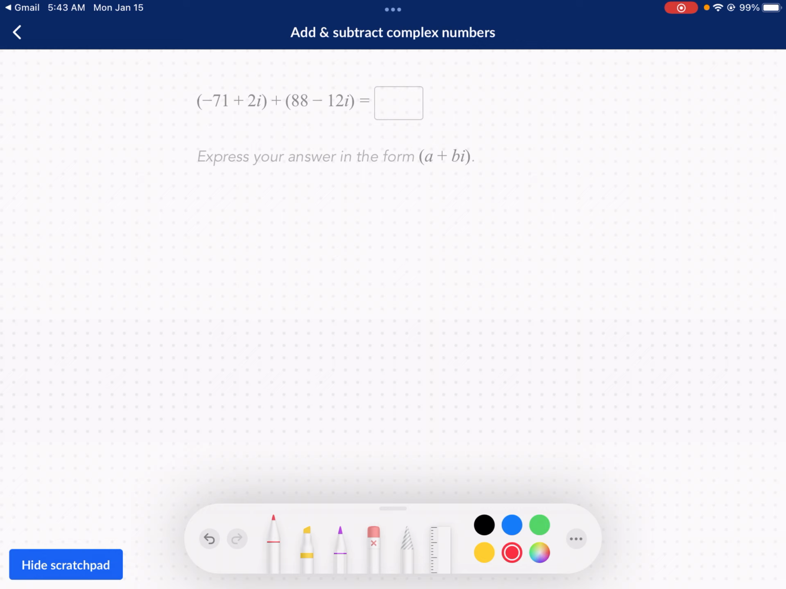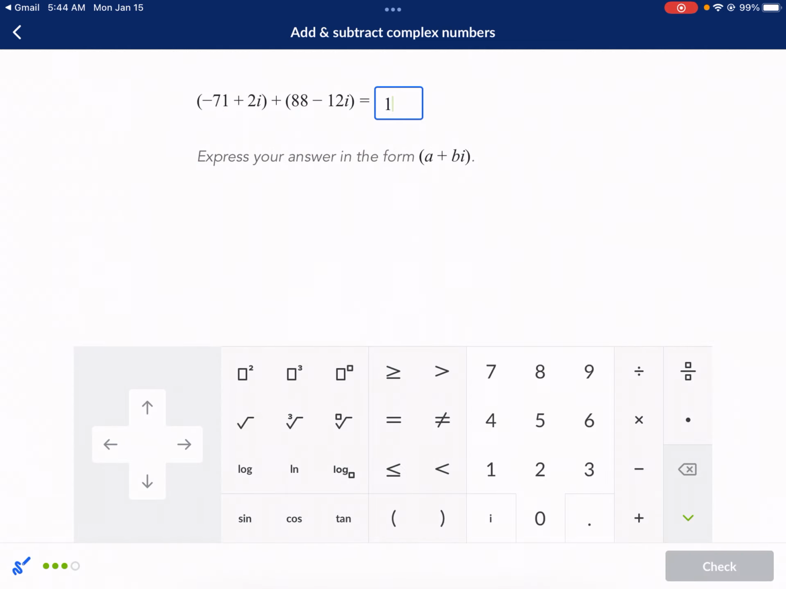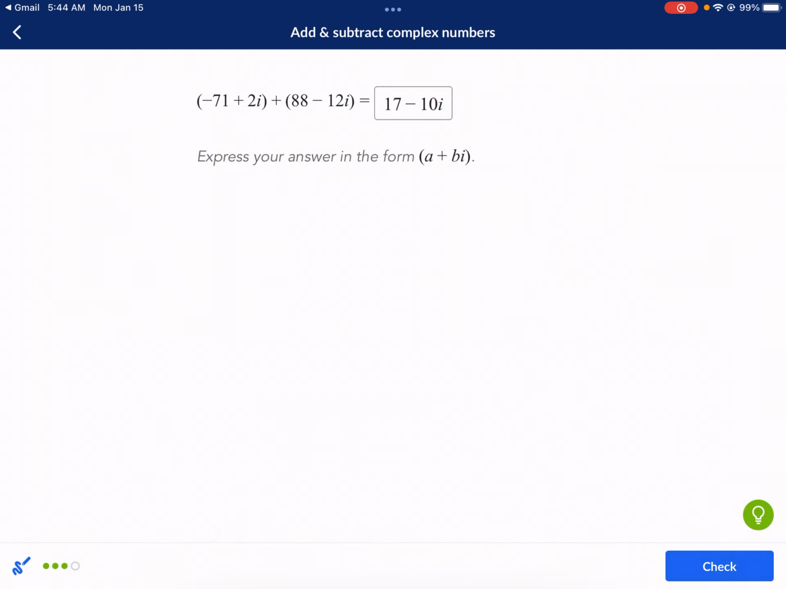All right. So here we have -71 plus 2i. There's no sign out in front, so no distribution required. This one just has a positive sign, so I can get rid of these parentheses because there's nothing I can do inside the parentheses. Plus 88 minus 12i. So I'm going to combine the negative 71 and the positive 88 first. I think that gives me positive 17. And then I have 2i and a negative 12i. That gives me minus 10i. So 17 minus 10i, and that should be my final answer. Just double check that. Check it. And we're good.